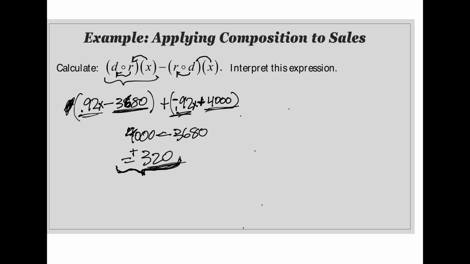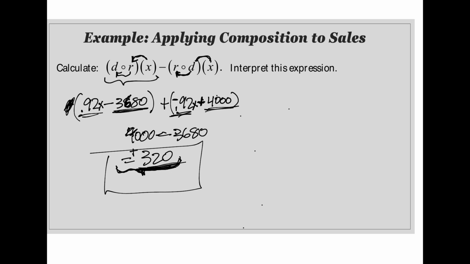So the price of the car, no matter what the price is, remember x is just a general thing representing that. X is just a general price. It could be any price. No matter what we do, if we took the rebate first and the discount second, the price will be $320 more than if we took the discount and then the rebate second.